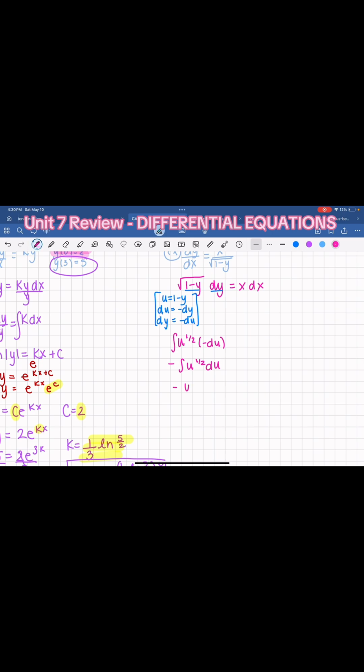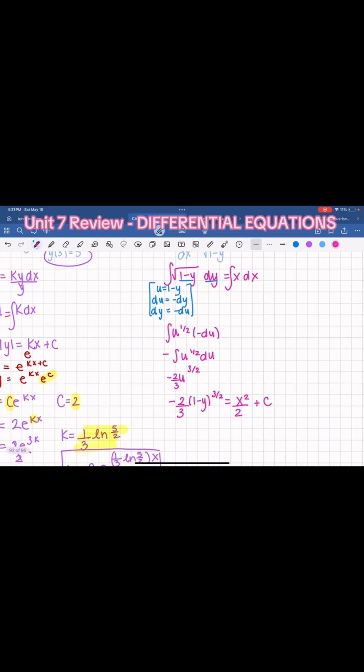Add 1 to the power, divide by the new power, and then plug back in for u. So we're going to get negative 2/3 u, what is u? 1 minus y to the 3/2. Okie dokie equals, now when we integrate the other side, we just get x squared over 2 plus c. This is the general solution.